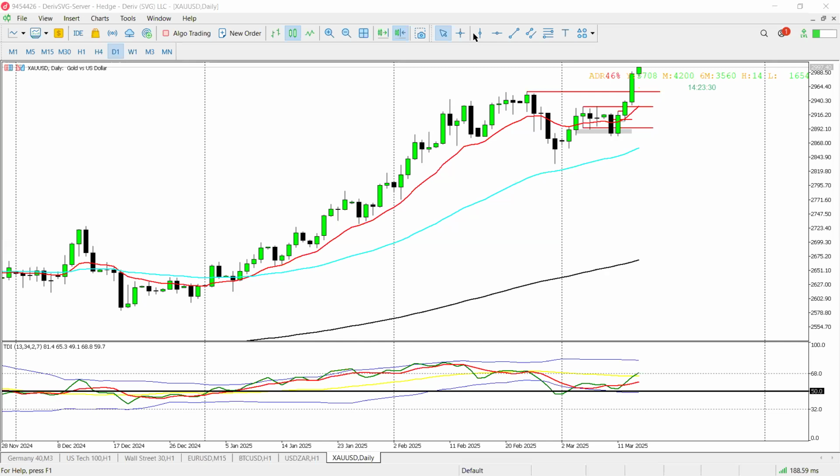So just to get the bias on the daily, as long as you're trading above your Thetan EMA, just know that you're looking for buys. And if you're trading below, you're looking for sells. If price is above the Thetan EMA on the daily, it just signifies that you are in a potential uptrend. If you go to your smaller time frames, you're supposed to see a well-defined uptrend.